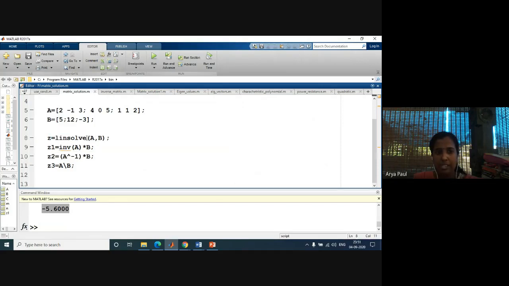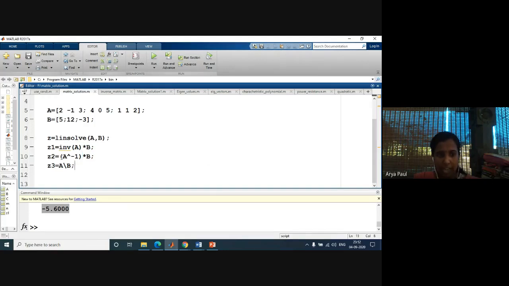So, this is same as finding inverse of A into B. These two are same. Inverse of A into B is also your solution. Linsolve is also your solution. So, you can just type linsolve of A comma B, same as inverse of A into B. Inverse of A you can find out as A raised to minus 1. So you can type A raised to minus 1 into B, same as A inverse into B.